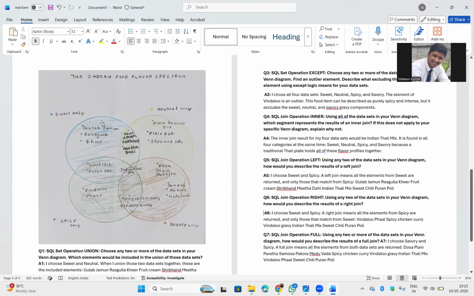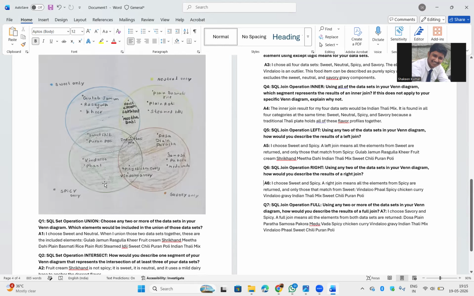So in this, I have four sets. One is sweet only, one is neutral. These are the tastes: sweet, neutral, spicy, and savory only. So these are the food items, and for the first question, I answered for set operation union.